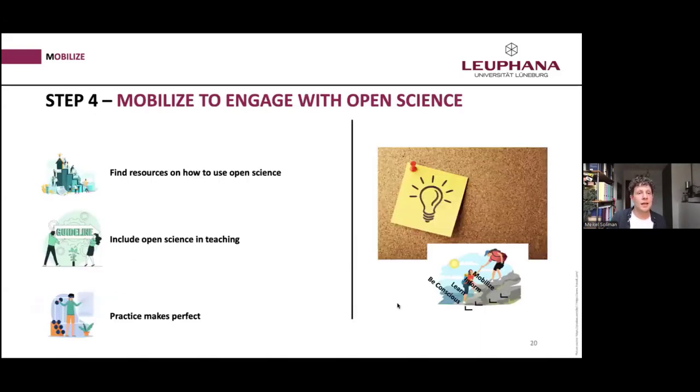So that's basically step 4, mobilizing students to engage with open science. So you need to find resources, so videos similar to my workbook, which I'm happy to share in case you want to take a look at that. And then include open science into your teaching, and then just see what works best for your students or for your research project, and then adapt the process.